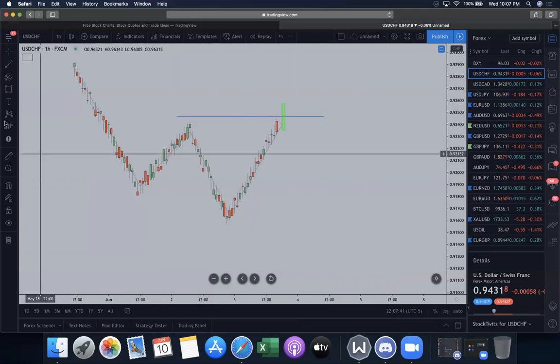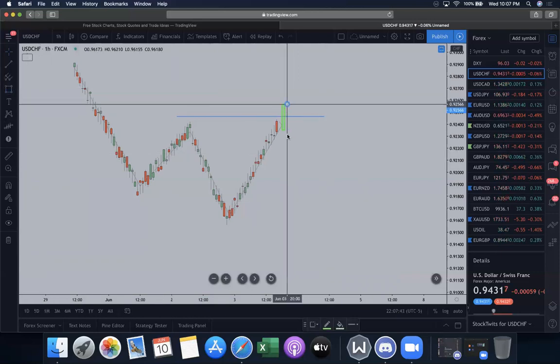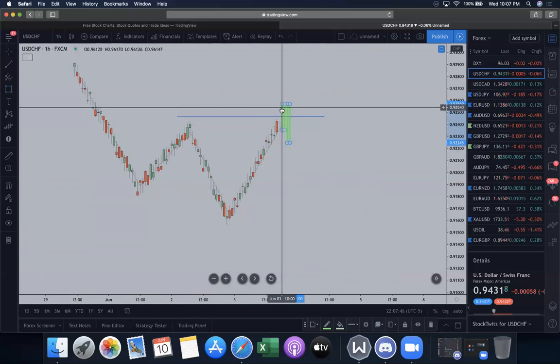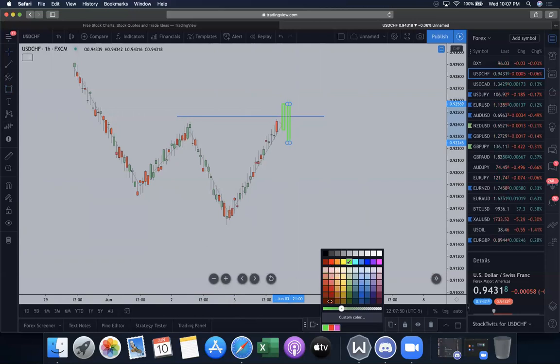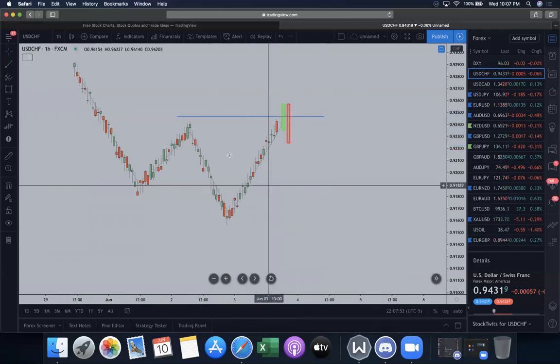And then bearish engulfing. Okay, so bullish move up through the highs against the trend, grabbing that liquidity, bearish engulfing. This is going to be our sniper setup.